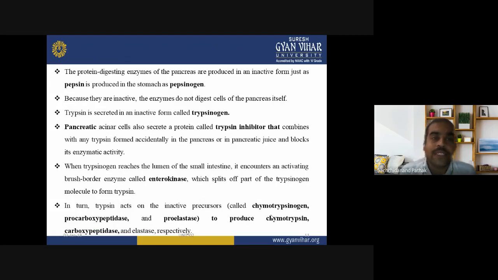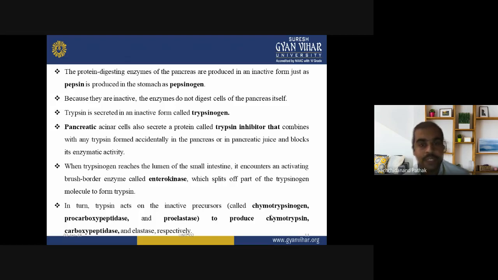Now the protein digesting enzymes of the pancreas are produced in inactive form, just as pepsin is produced in the form of pepsinogen in the stomach. Because they are inactive, the enzymes do not digest the cells of the pancreas itself. Trypsin is secreted in the inactive form called trypsinogen. Because if trypsin were secreted in an active form in the pancreas, it would digest the pancreatic cells. So it is secreted in an inactive form, called trypsinogen.